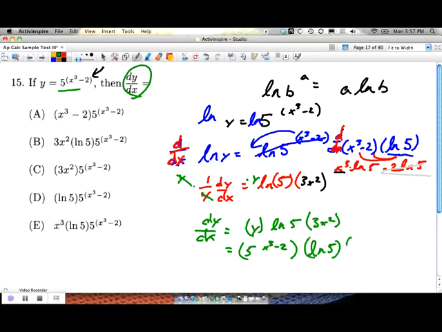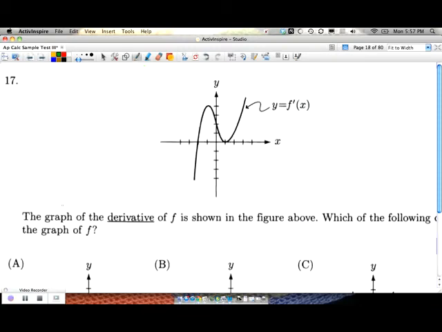Let's see what matches. Looks like this one. B for bingo. Or Butler. Ooh, the graph is given.